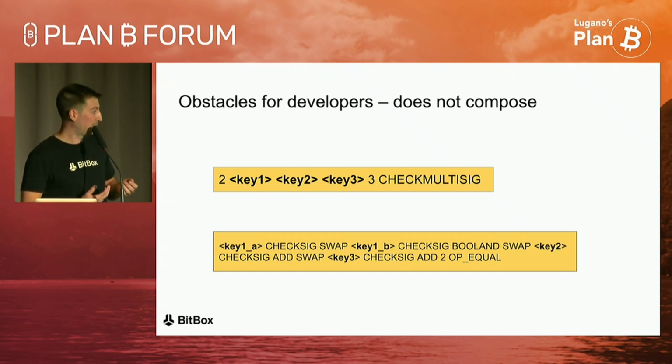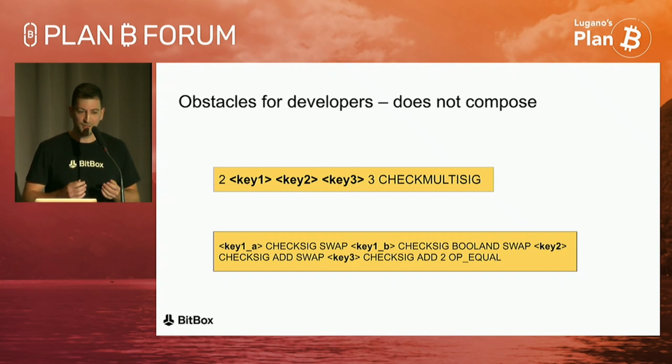But you can see the script completely changes. It doesn't look anything like before. There's no check multisig. It's a different thing. And this is a problem because let's say you have any condition and you just want to slightly tweak it for something, and then you have to start again from scratch, like the development from zero, basically. It doesn't scale at all.